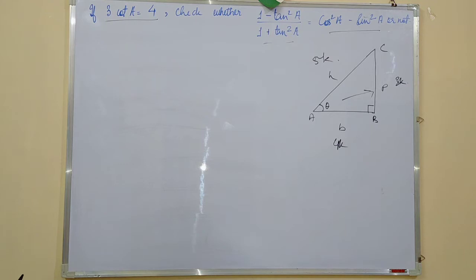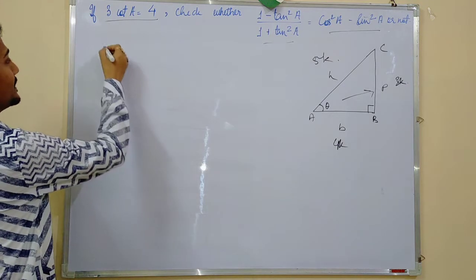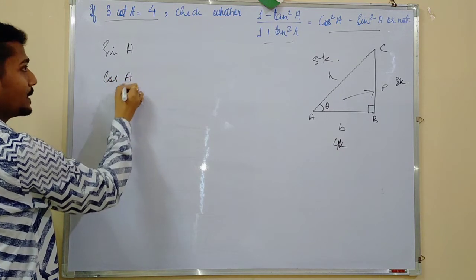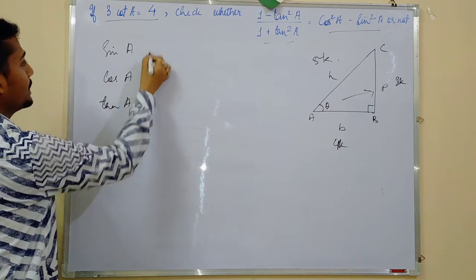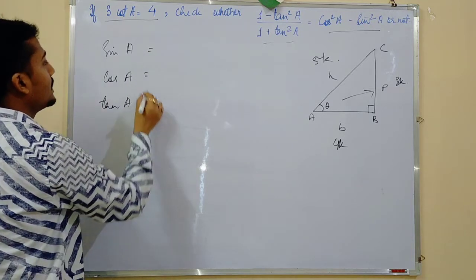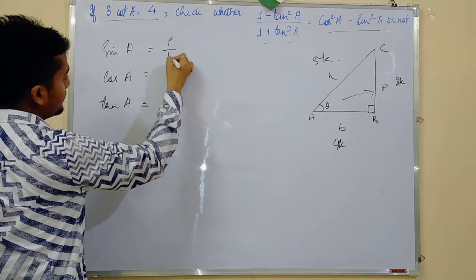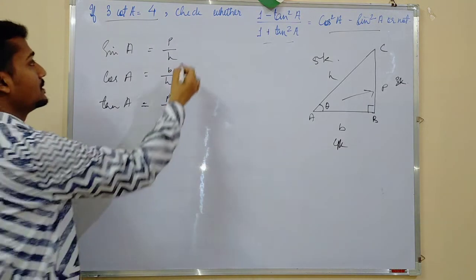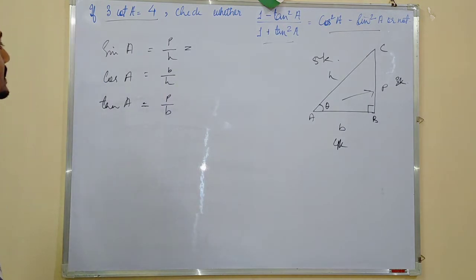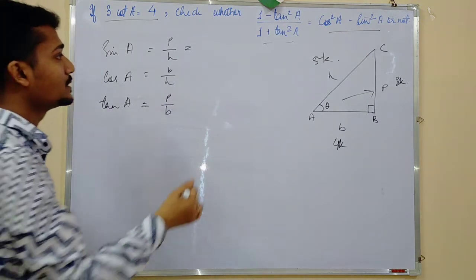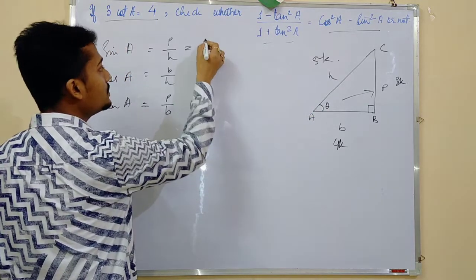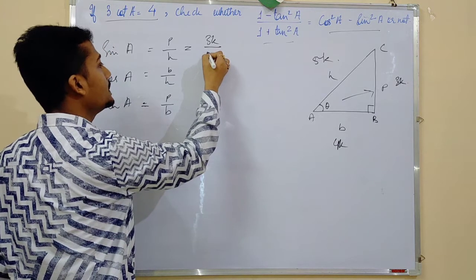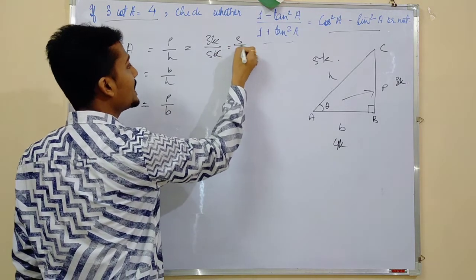Okay, let me first write out sin A. Some people have curly brown hair, turns permanently black. Sin A is equal to P by H. This is given, we know that, isn't it? P is equal to, if this is A, then P is equal to 3K by H, which is 5K. So it will be 3 by 5.